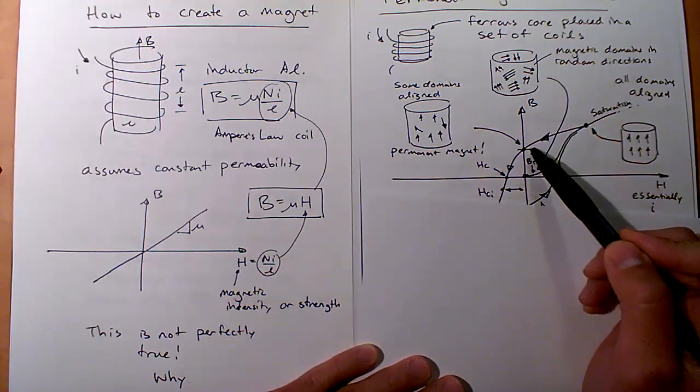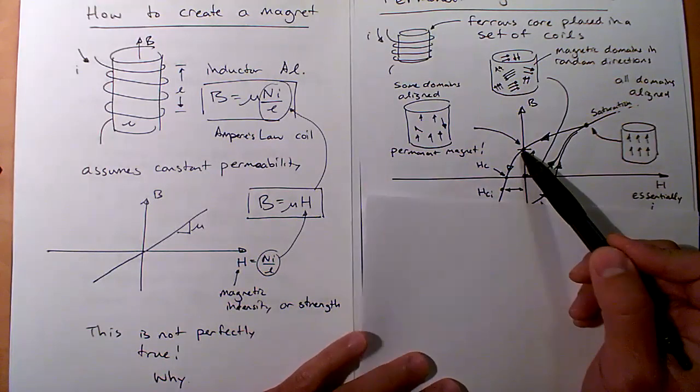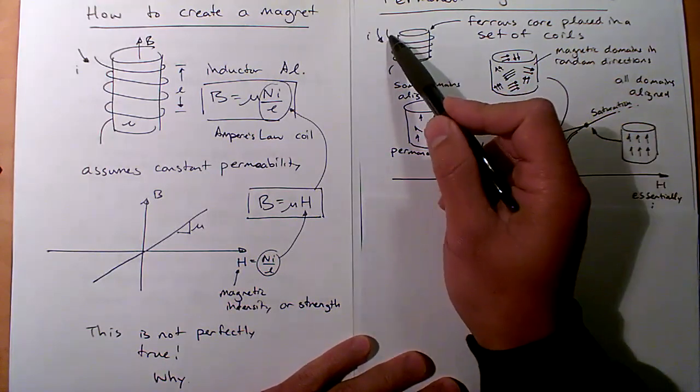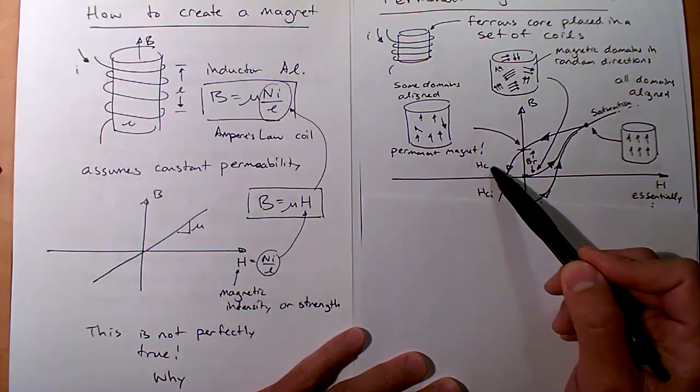Okay. Now, what happens if you start applying negative current, which would result in negative H? Well, you could apply enough negative current to get negative H to get to this point, H C. This is the coercivity.